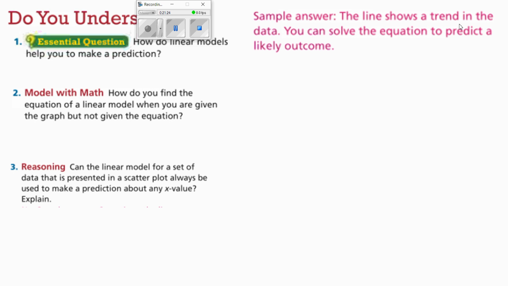The line shows a trend in the data. You can solve the equation to predict a likely outcome.